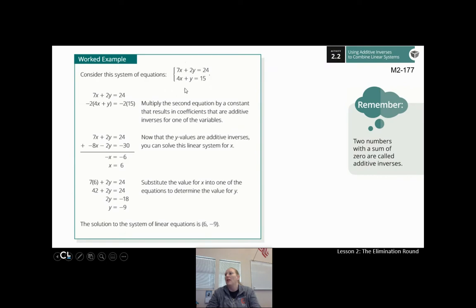So right here, I've got this lovely system of equations, and it is a very lovely system of equations, but you'll notice no additive inverses. 7 and 4, they are not opposites. 2, and like I said, if you want, you can put a 1 in front of it. 2 and 1, they are not opposites. This is a problem. So if I were to add them right away, nothing would cancel out.